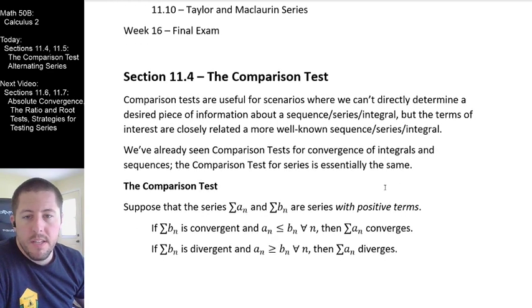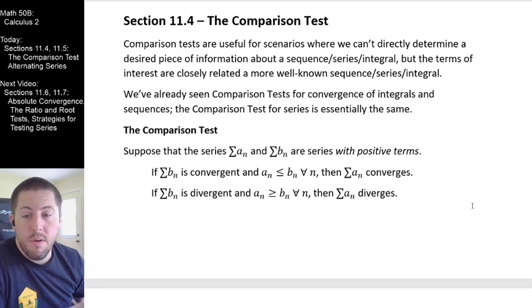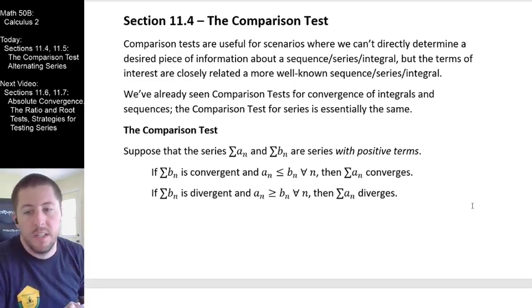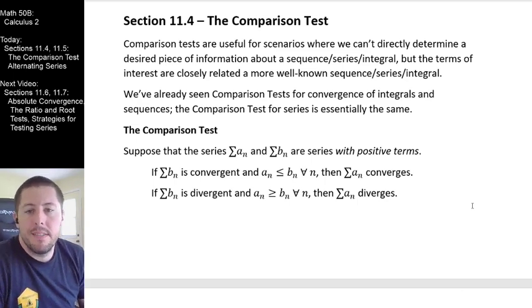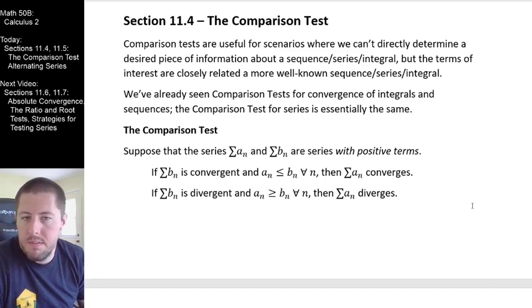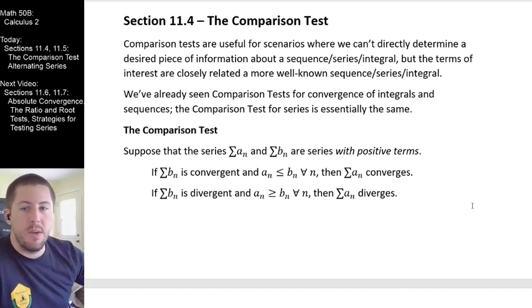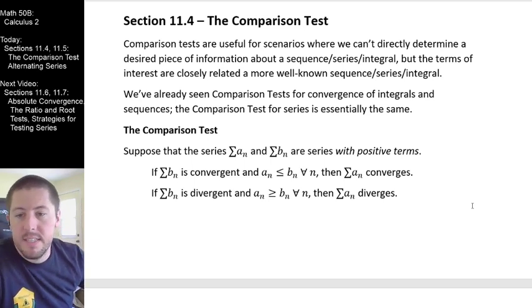And so let's remind ourselves again that what we're starting with here today is something you have already seen more than once. There's nothing really directly new except for the realm to which we're applying it. Comparison tests in general are useful for scenarios where we cannot directly determine a desired piece of information associated with a sequence, series, or integral, but where the terms of interest, like the integrand or the individual terms of the sequence or series, are closely related to a more well-known sequence, series, or integral to which we can compare. We've already seen the comparison tests for convergence of integrals and sequences. The comparison test for series is essentially the same.